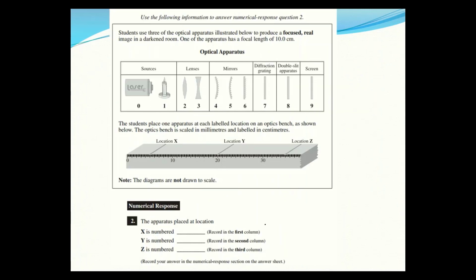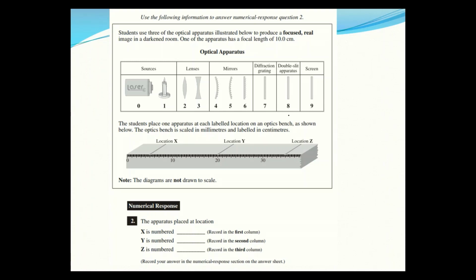Okay, this question here is our lab. So that's the lab that we did, and this is the ruler. We need a screen, we need a light source like a candle, and we need a lens or a mirror. So it's saying students use 3 of the optical apparatus illustrated to produce a focused real image in a darkened room. So one of the apparatus has a focal length of 10 centimeters. The student places one apparatus at each of the locations on the optics bench as shown below. The optics bench is scaled in millimeters and labeled in centimeters.